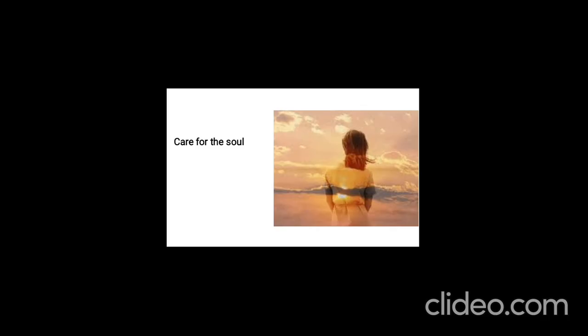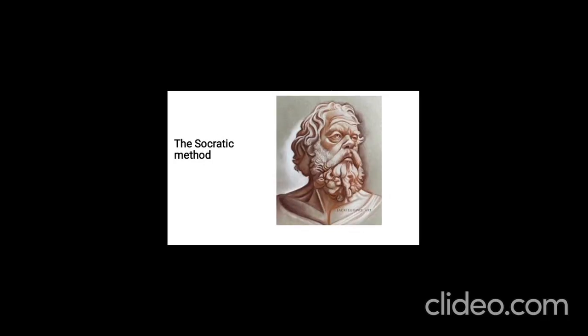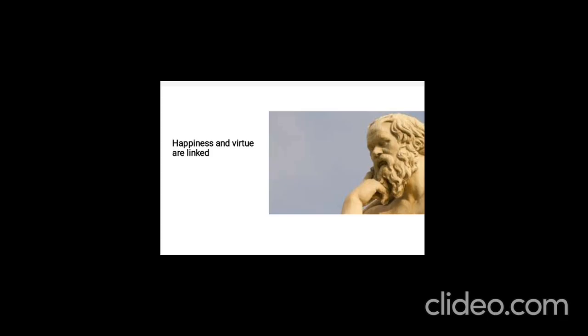The most important thing is the Socratic method. This method of inquiry involved engaging in public dialogue, using a series of questions to expose contradictions and encourage critical thinking in others. He thought that happiness is not a result of external goods, but of internal virtue and the wise use of one's reason. Therefore, virtue and happiness are linked.